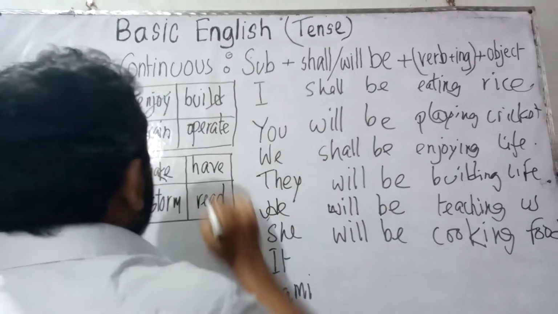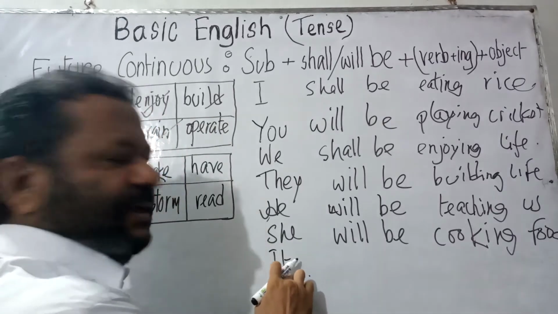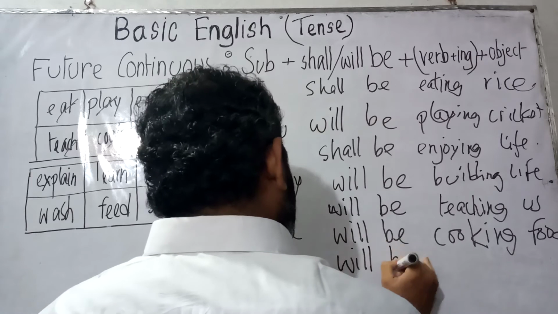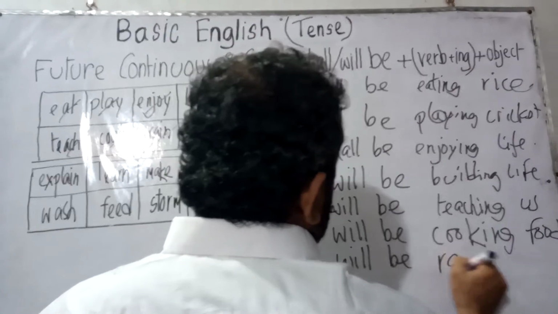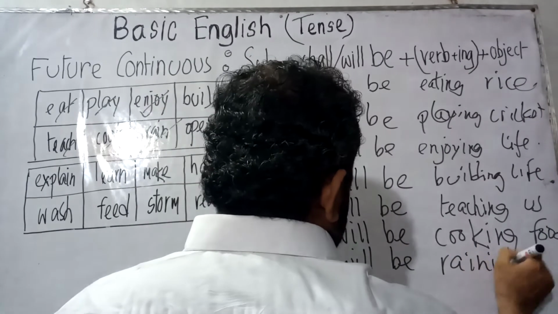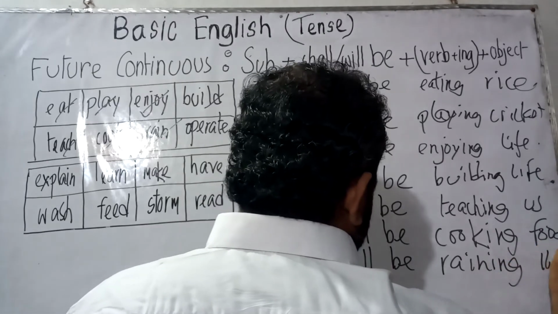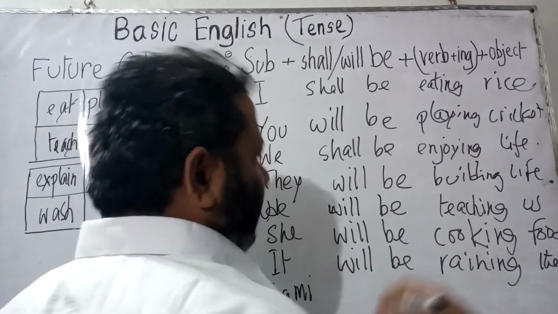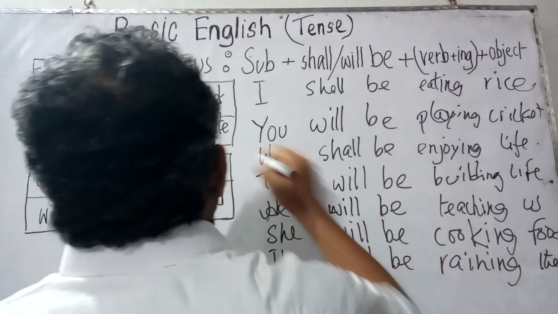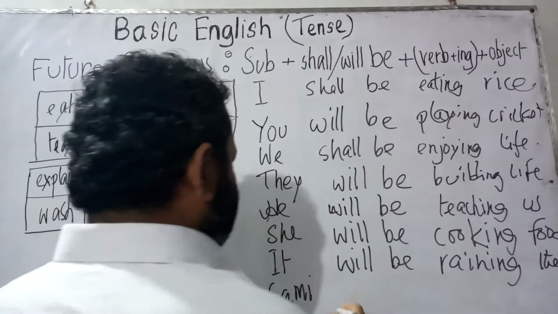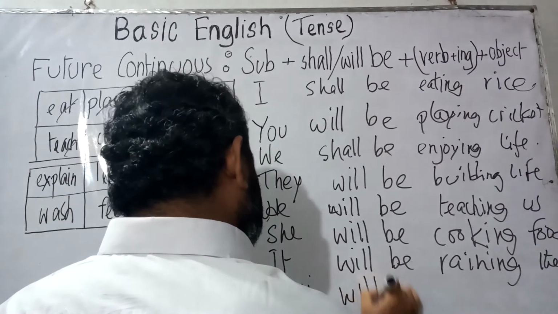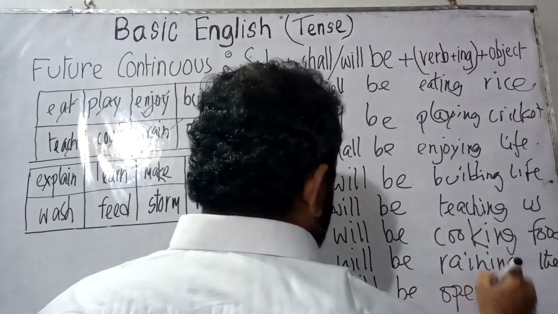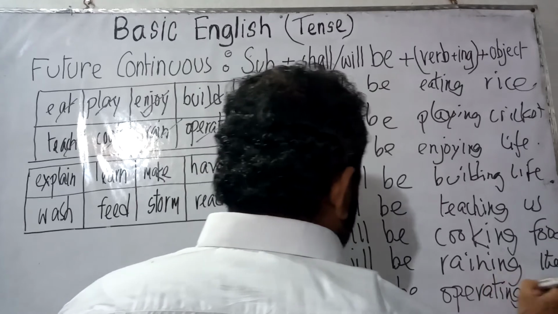Now, if the verb is rain, when the subject is it, it would be it will be. It will be raining. It will be raining there. That is, the action of rainfall will be continued. Now, if the verb is operate, it will be Sami will be operating. O-P-E-R-A-T-I-N-G. Sami will be operating computer.